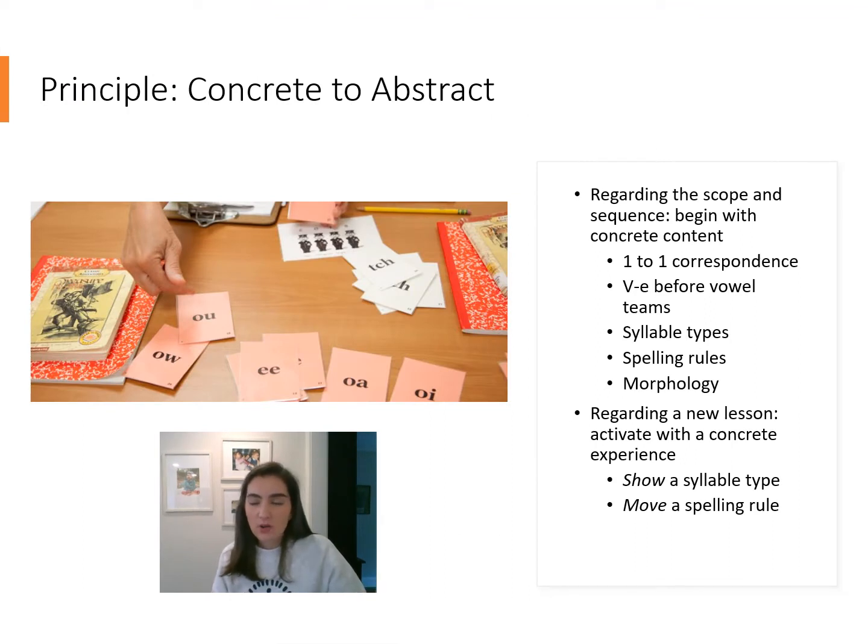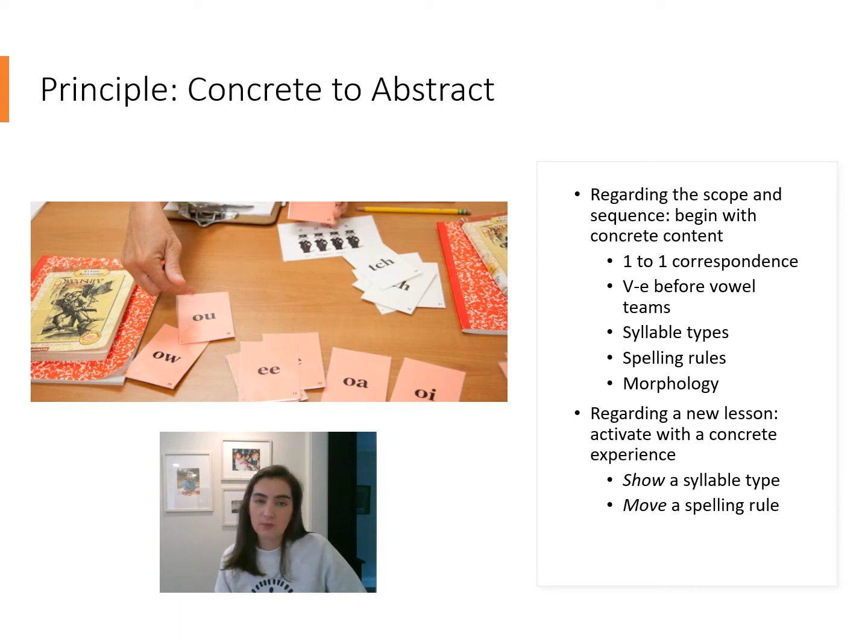And our fourth principle is going from concrete to abstract. So again, your scope and sequence really helps you out here because it moves from those basic concepts in the early days, like one-to-one correspondence and CVC words. It starts there with those more concrete things, those patterns that you can see. You can see a closed syllable, an open syllable, a vowel-consonant syllable. You can see those patterns. Vowel teams, that's getting into orthography, and that's a little bit harder to see. And syllable types and spelling rules can be considered more abstract.